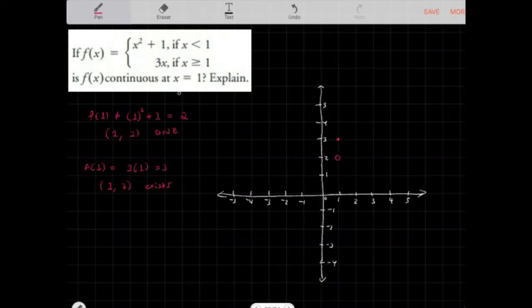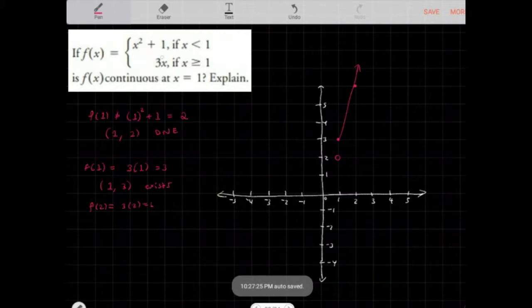Now, as x is greater than 1, the function should look like 3x. So if I do f of 2, then the function here would be 3 times 2, which is 6, right? So you would get (2, 6). Let's put that here, and it's just a linear function, so it keeps going further on.